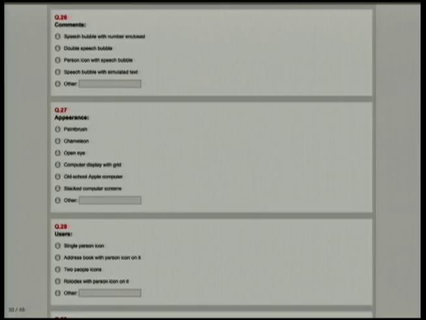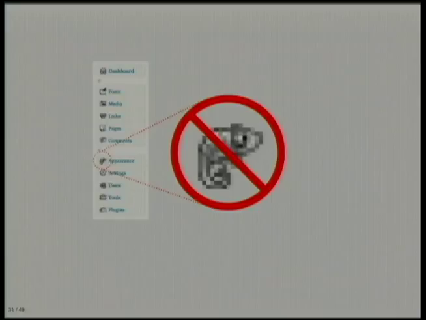But what I was really inspired by is questions like these. What do you think about the metaphors? In each one of the icon sets, there were different metaphors, for example, for appearance. In one of them, appearance was a paintbrush, chameleon, open eye, computer display with grid, old school Apple computer, stacked computer screens, and so on. All of these are contributions of ideas for how to communicate appearance. And that's also how we understood that our chameleon is not really communicative.